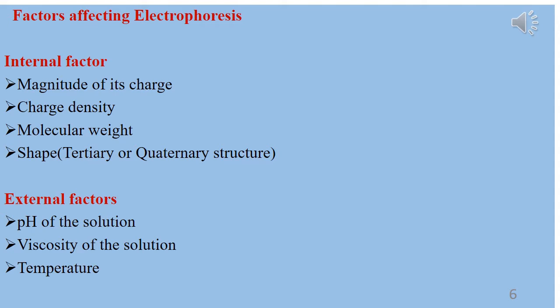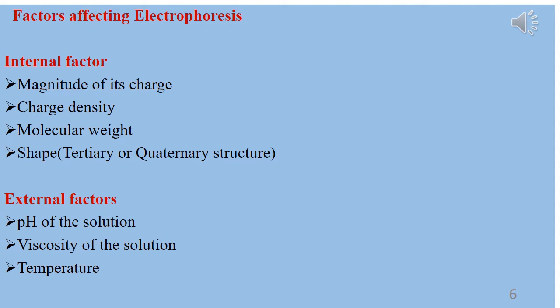Charge, size and shape of the sample being separated affect its own migration rate. A net increase in the charge increases the rate of migration. In accordance with the Henderson-Hasselbalch equation, magnitude of charge is pH dependent.